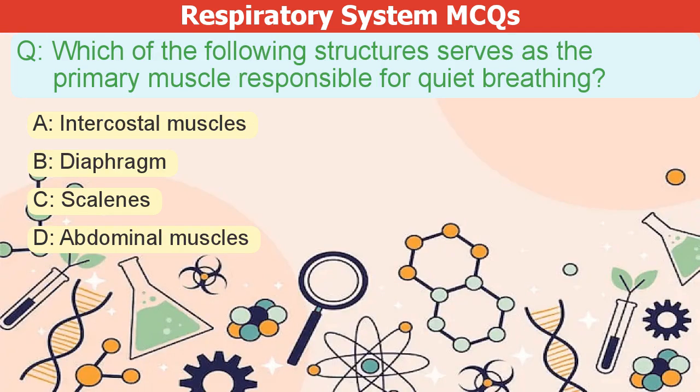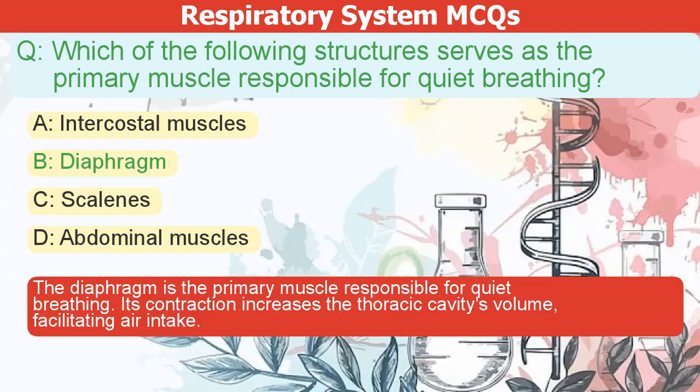Which of the following structures serves as the primary muscle responsible for quiet breathing? A. Intercostal muscles. B. Diaphragm. C. Scalenes. D. Abdominal muscles. The correct answer is B. The diaphragm is the primary muscle responsible for quiet breathing. Its contraction increases the thoracic cavity's volume, facilitating air intake.